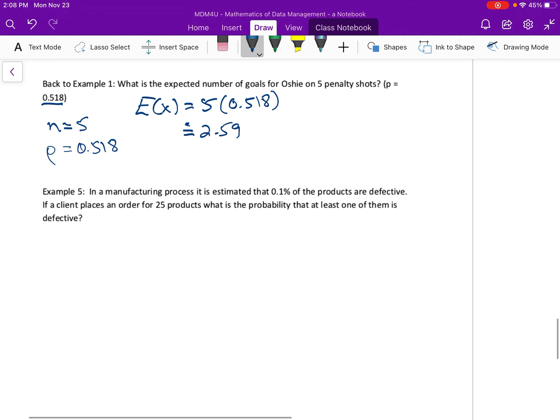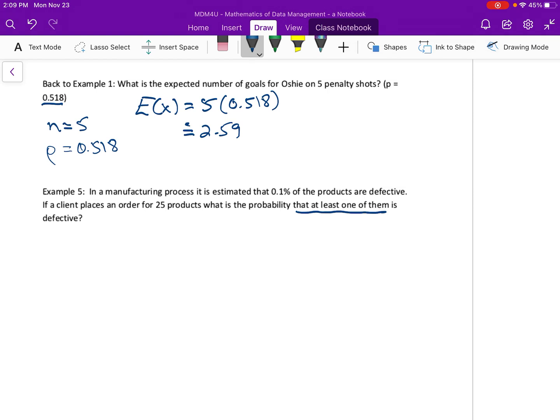And so pretty straightforward. So last one here is a situation where we need to use the complement and think about it that way. Again, you could try this on your own. So it says, in a manufacturing process, it's estimated that 0.1% of the products are defective. If a client places an order for 25 products, what's the probability that at least one of them is defective?